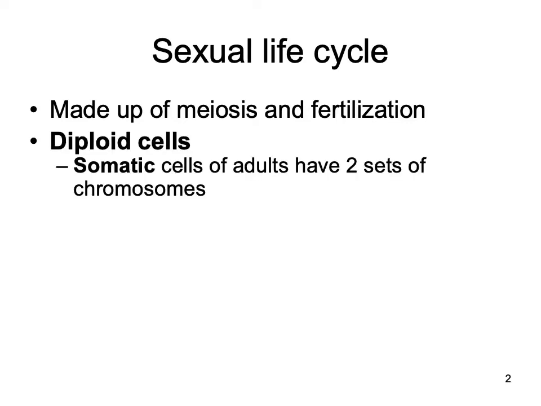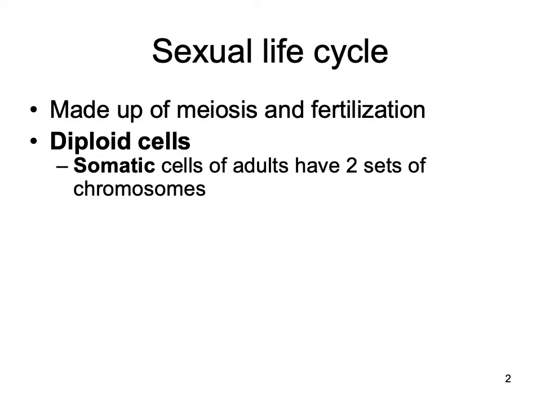So the sexual life cycle of a human is made up of meiosis and fertilization. All of the cells in your body, other than eggs and sperm, so every liver, skin, heart, brain, eye cell, all of those cells are called somatic cells. That just means body cells that are doing your regular work in your body for everything that's necessary for you to survive. And they are all diploid.